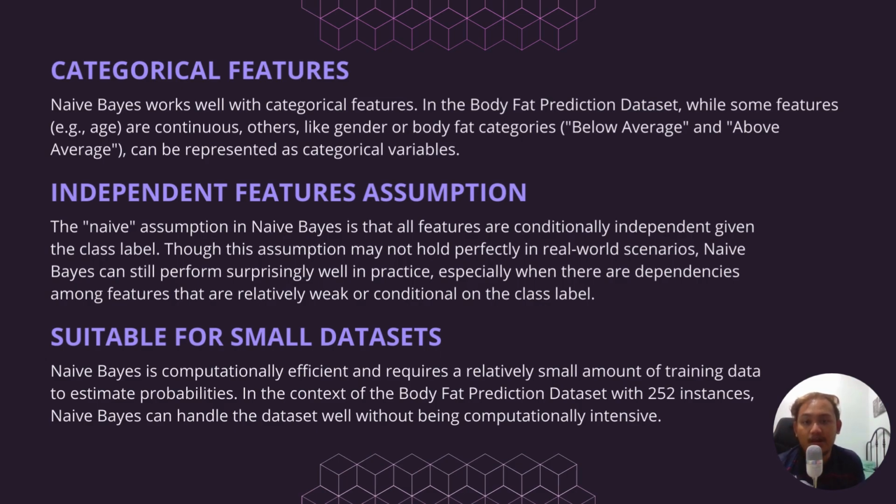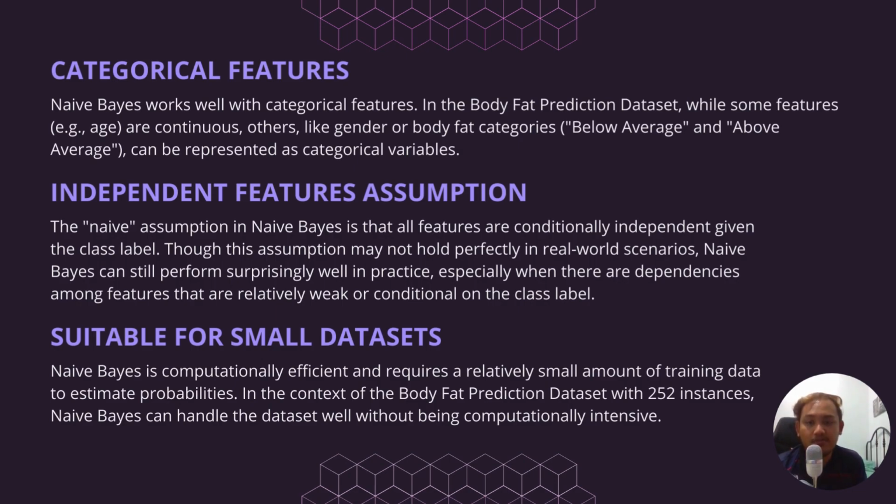Next, independent features assumption. The naive assumption in Naive Bayes is that all features are conditionally independent given the class label. Though this assumption may not hold perfectly in real-world scenarios, Naive Bayes can still perform surprisingly well in practice, especially when the dependencies among features are relatively weak or conditional on the class label.